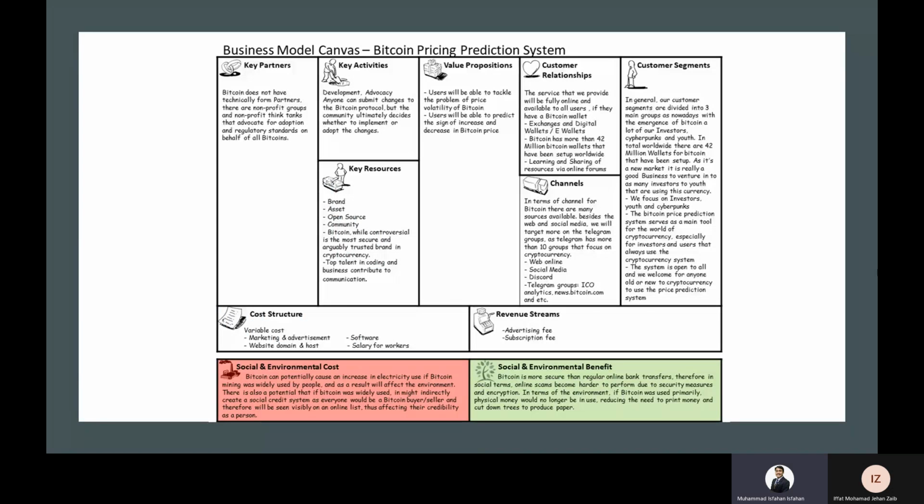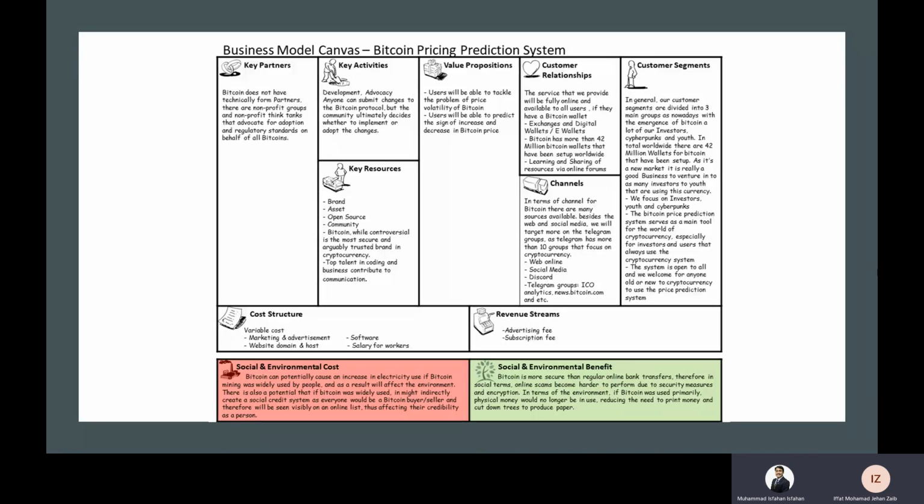So here is the BMC, or the business model canvas. I'll explain a bit about our BMC, especially on the 11 blocks. So for starters, the key partners. As we all know, Bitcoin is more of a floating kind of cryptocurrency where no one is actually holding it that much except for a community that is supervising it in general. So that's for the key partners part.